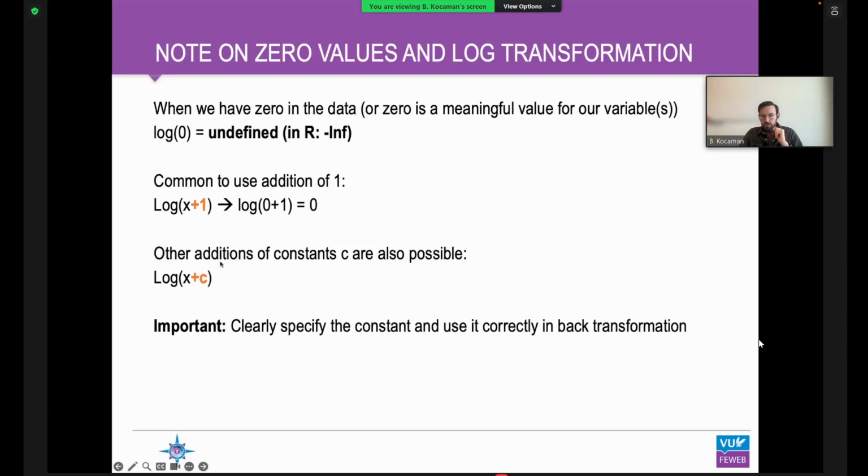It is also possible to take other constant additions for the log transformation, but it's important to specify this constant, what you're using, and use that correctly also in the back transformation. Because if you take the exponent of log of x plus 1, then you will be left with x plus 1. So you need to actually subtract that 1 again once you back transform.